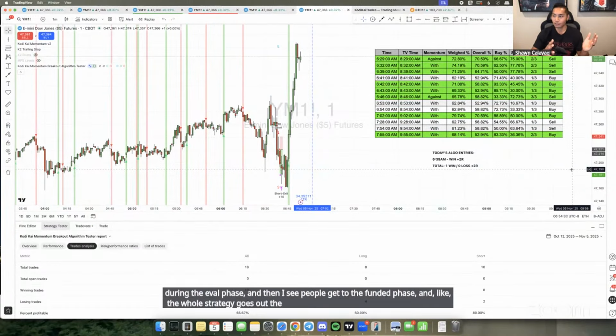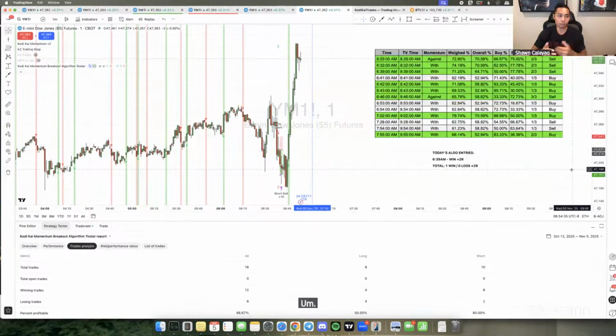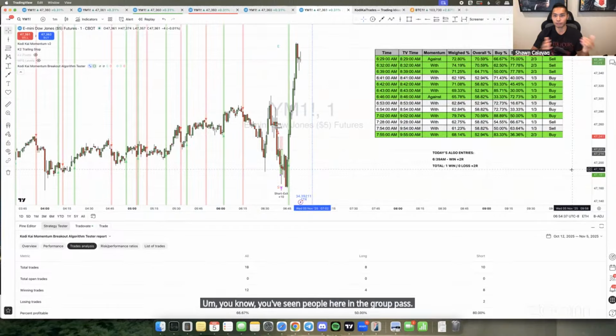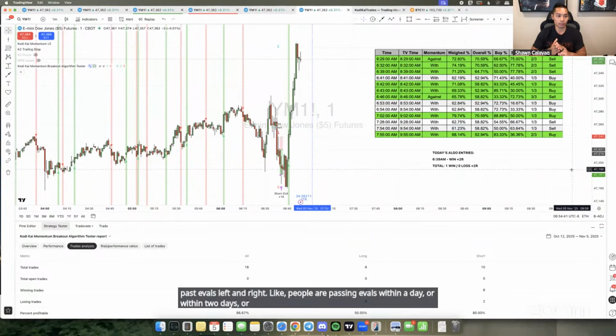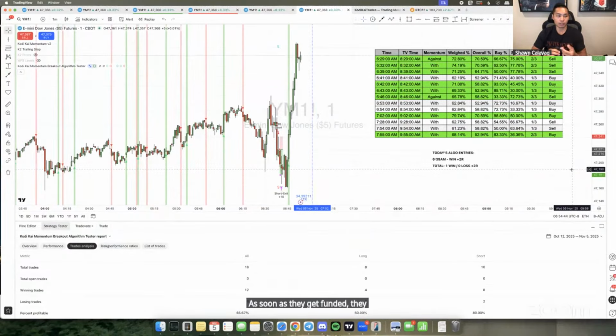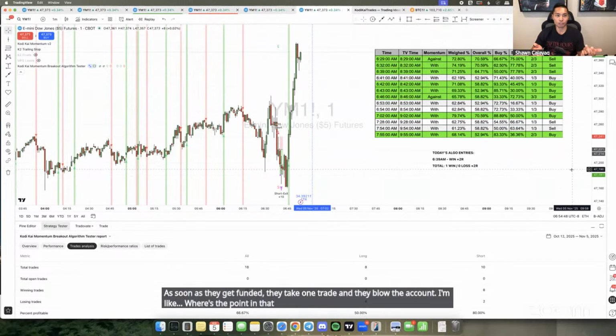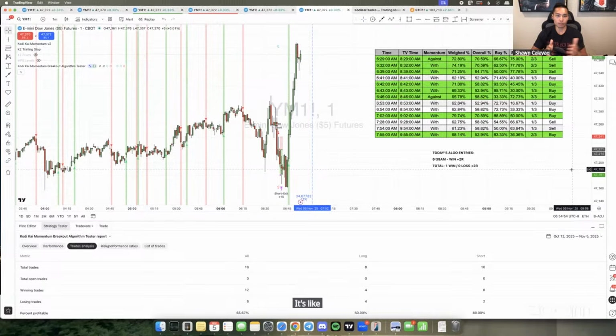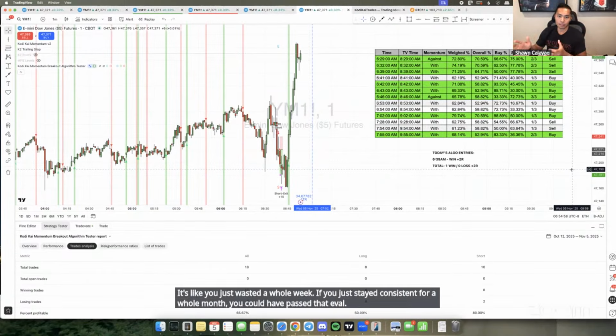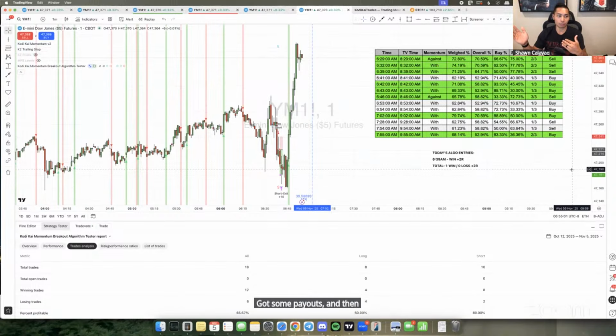It's crazy. You've seen people here in the group pass evals left and right. People are passing the evals within a day or within 2 days or within a week. As soon as they get funded, they take one trade and they blow the account. I'm like, where's the point in that? You wasted a whole week of trading, you paid for this eval, and then you go to fund it and you do something completely different and blow your account. If you just stayed consistent for a whole month, you could have passed that eval, got some payouts, and then continue that process. It's just a routine.